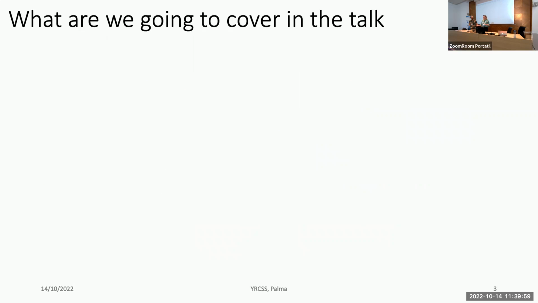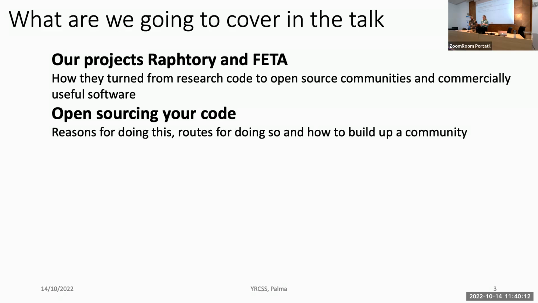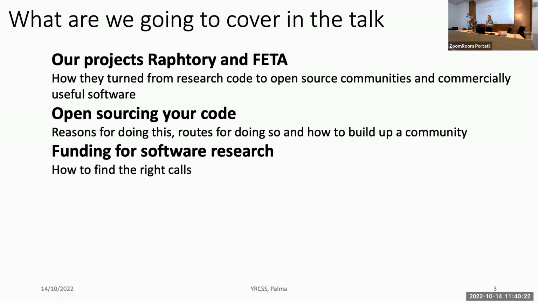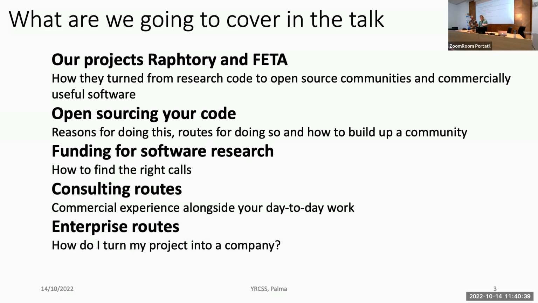The things we're going to cover in the talk today are, firstly, a little bit about our projects, Raphtory and FETA, and how they turned from research code that we'd written for one or two of us to something that could be more widely used. We'll look at the idea of open source and some routes for doing this, pros, cons, pitfalls, and how to build up a community around it. We'll talk a little bit about funding for software research, because it was something that was new for me when I was looking into this. Then some consulting routes, which is another great opportunity while you're doing your PhD or academic work. And finally, Ben's going to talk about some enterprise routes, how he created Pometry and the journey of that.